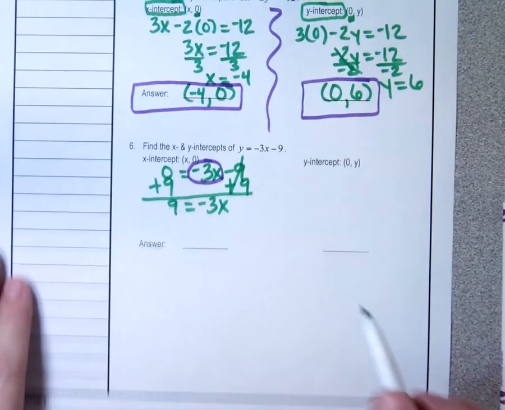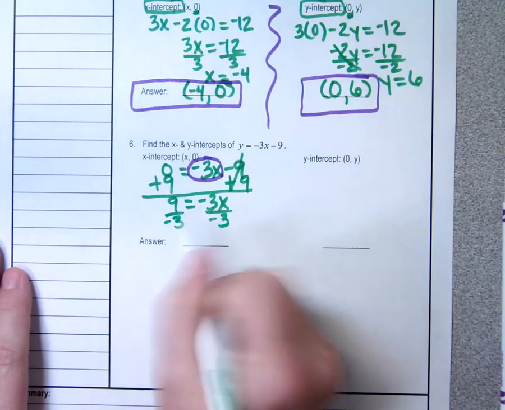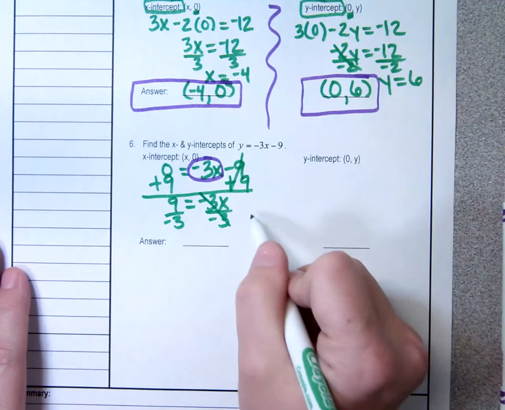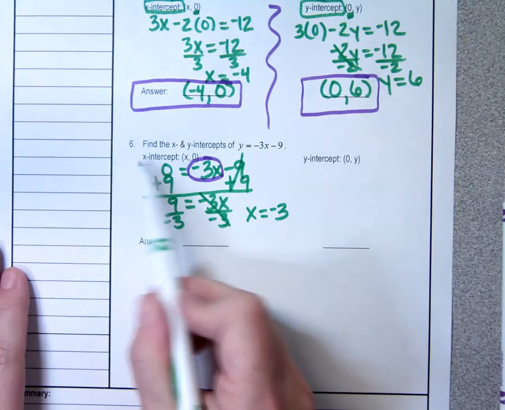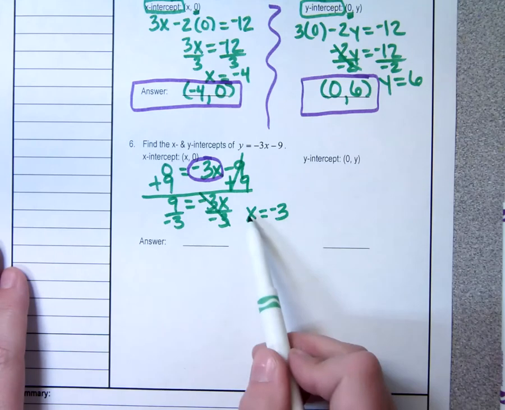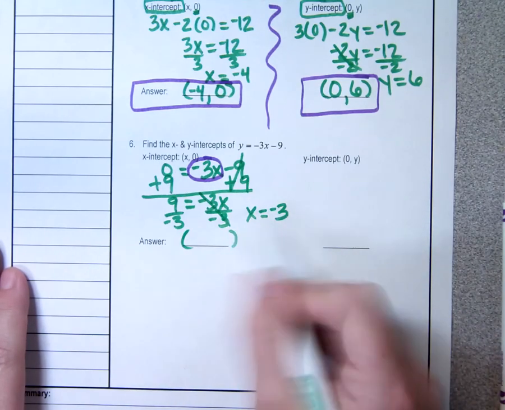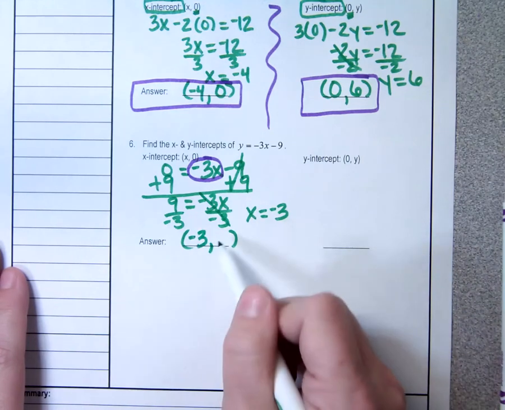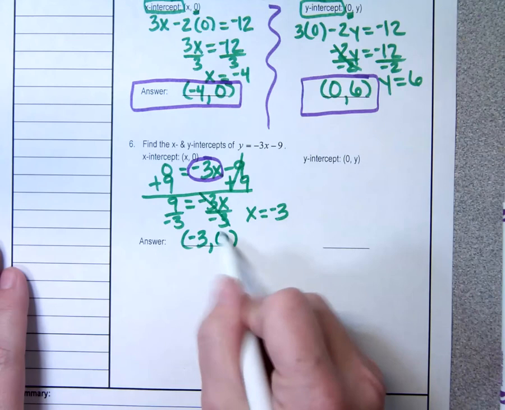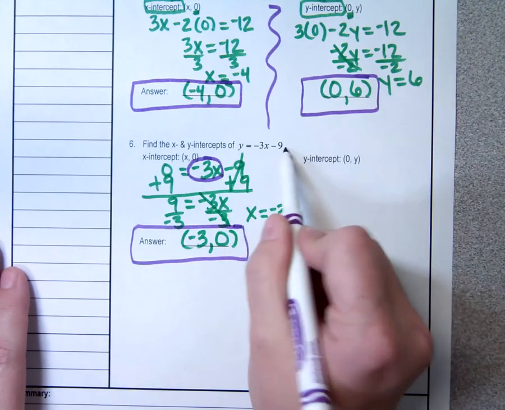What's your final step? Divide by negative 3. And how much is 9 divided by negative 3? Negative 3. Once again, I was finding the x-intercept, and I got an answer of x equals, so I'm good to go. Where does the x go, first or second? First. And what was it that we put into the y? 0. So there's our x-intercept.